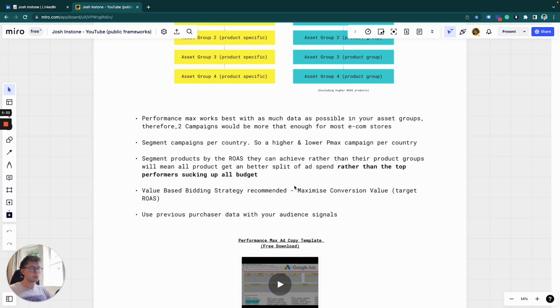Because if we house all of these products together, then those 20%, the top performers, are going to suck up all of that budget, and they're not going to give the other 80% a chance to have anything, really. So segmenting them out gives us more ability to have specific budgets set to those, so we're not just throwing it all into one campaign.